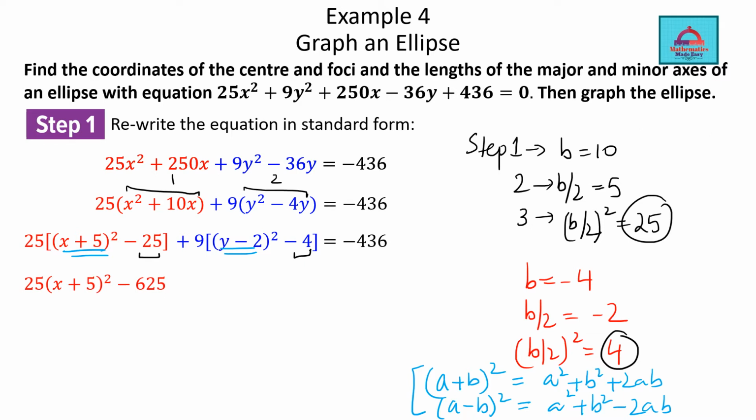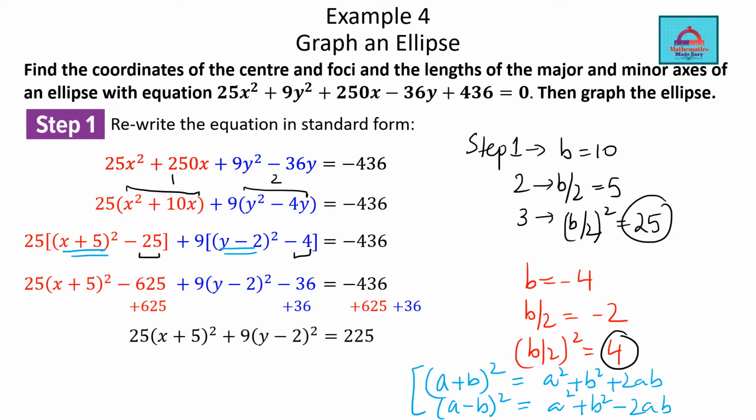Now you will open up the brackets and do the multiplication. Now you combine the like terms. So we are going to get rid of this 625 and then we'll get rid of this 36. So we add these two numbers on both sides and the equation simplifies to this. Now I hope you remember the standard form of ellipse.